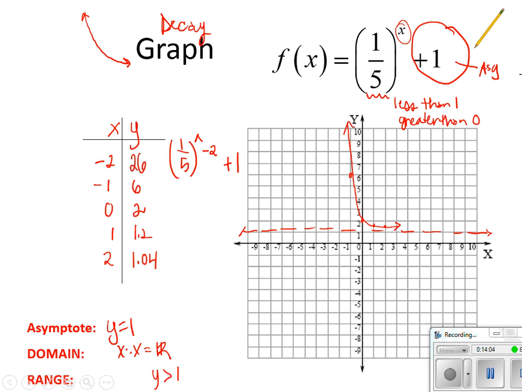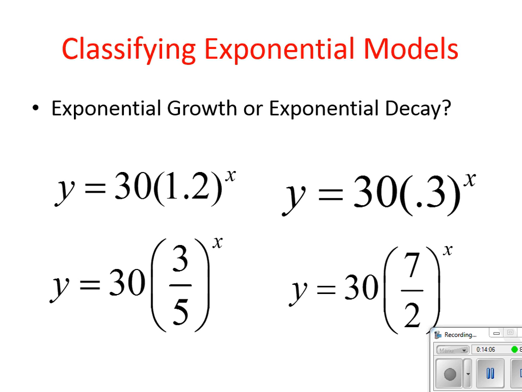All right. Now let's classify the exponential models by just looking at the equations. So if I look at these equations, what am I looking for? To identify if it's growth or decay, I have to look at the base. So this is my base, 1.2. Is that greater than 1 or less than 1? It's greater than 1, it's growth. 0.3, greater than 1 or less than 1? Less than 1, decay. Now remember, it has to be between 0 and 1.